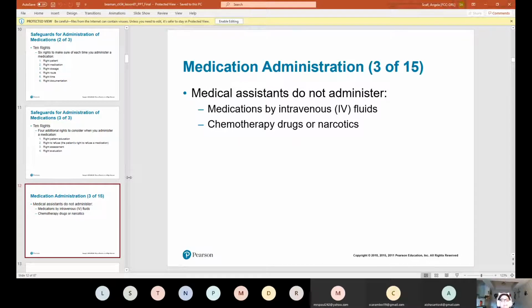Medical assistants, like I said, we do not legally have the ability to give medication IV. We do not legally have the ability to administer chemotherapy drugs or narcotics. That being said, I do have an MA in Texas named Aisha, and she works for a doctor, and she does IVs, and she does IV medications and stuff like that.